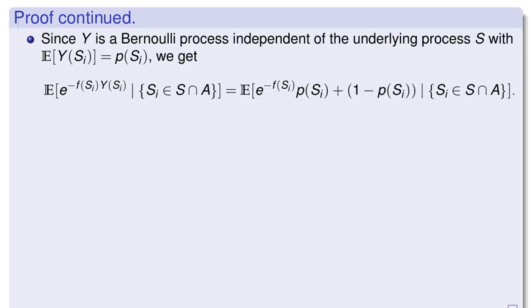Since y is a Bernoulli process independent of the underlying process S, and the expectation of y(S_i) is p(S_i), we get the expectation of e to the power minus f(S_i) times y(S_i) given S_i is in S ∩ A equals the expectation of e to the power minus f(S_i) times p(S_i) plus 1 minus p(S_i) given S_i is in S ∩ A. Here, if y(S_i) equals 1 with probability p(S_i), we get e to the power of minus f(S_i). If y(S_i) equals 0 with probability 1 minus p(S_i), we get e to the power of 0 equals 1.